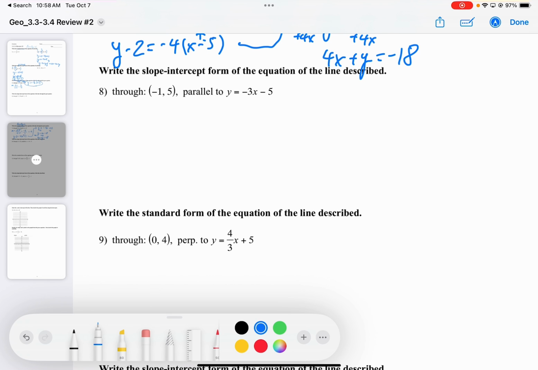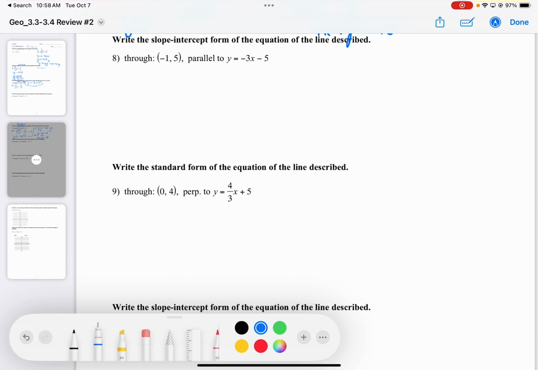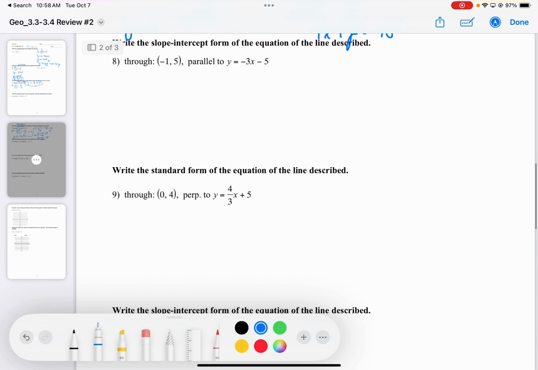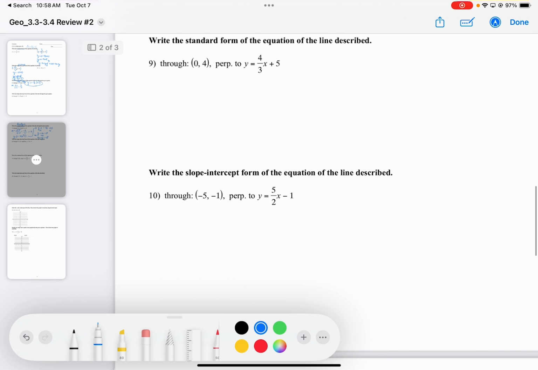All right, slope-intercept form of the equation of the line described. It's parallel to this line. What does that mean? Same slope. Would you guys rather do 8 or 9? 10. Okay, let's look at 10. Slope-intercept form of the line described through that point, perpendicular to that line.